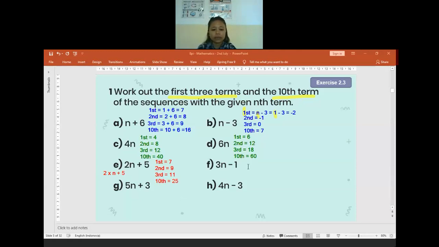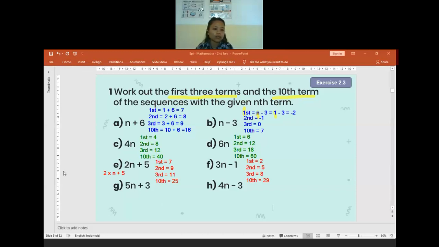What is the first term? Okay, the first term will be equal to 2. The second term, 5. Okay, the third term, okay, good job. The 10th term, okay, good job. No one is confused for sure? Okay, if no one is confused, then let us continue to question G.